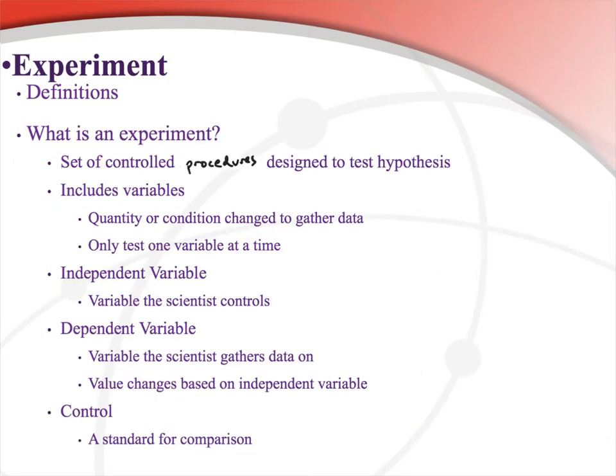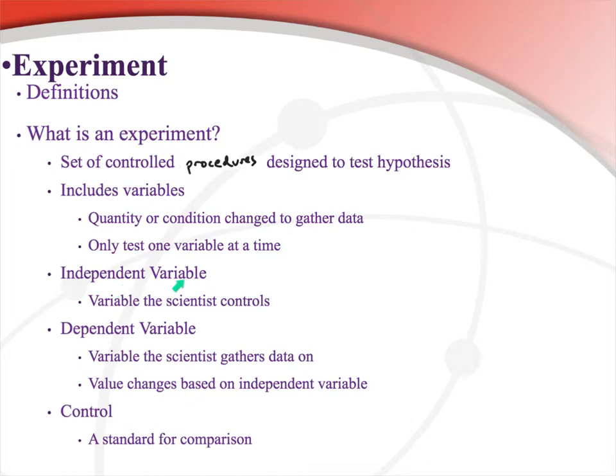Once you have your hypothesis, you need to design an experiment to test it. An experiment is a set of controlled procedures designed to test the hypothesis. There's variables that we need to include with this. Variables are a quantity or condition changed to gather data, and a good experiment is only changing or testing one variable at a time. Okay, there are two types of variables.